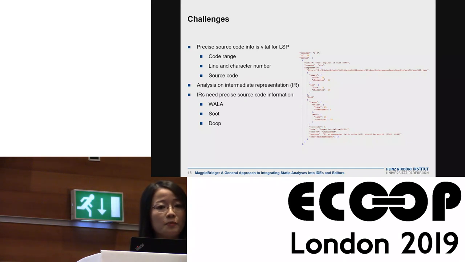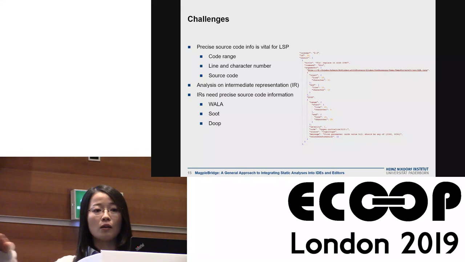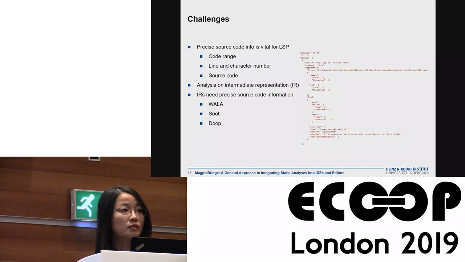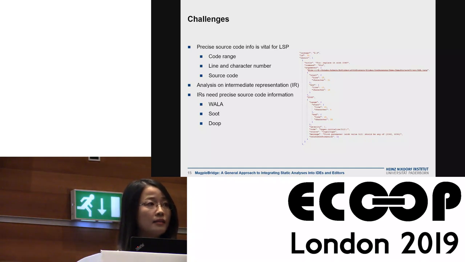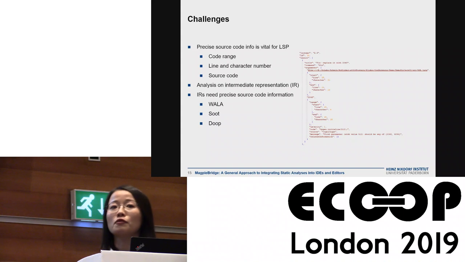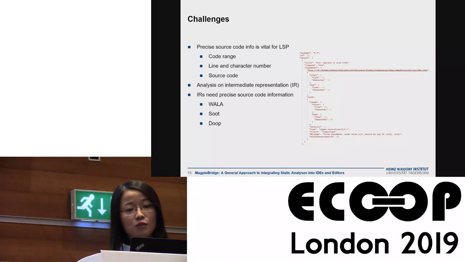So this means that to use LSP, you actually need very precise source code information. However, the analyses based on the famous frameworks are not performed on source code, but on intermediate representations. So these IRs need to preserve good source code information, and this information can only be obtained from the source code front ends of these analysis frameworks. So let's look at the analysis frameworks. Wala has multiple source code front ends and preserves source code information very well. Soot has a very solid bytecode front end, however its source code front end is outdated. And Doop leverages both the Wala and Soot front ends, and it preserves their source code information.